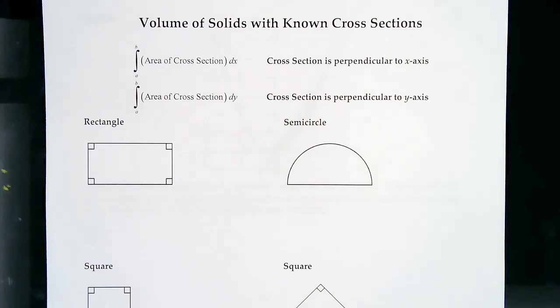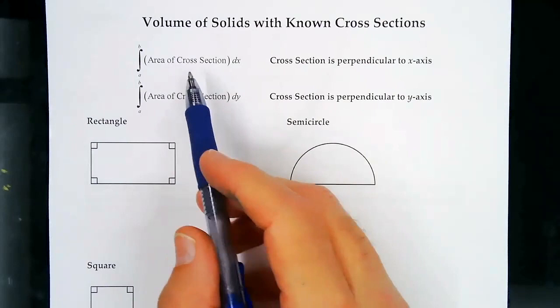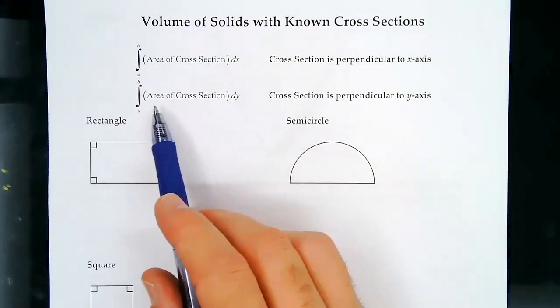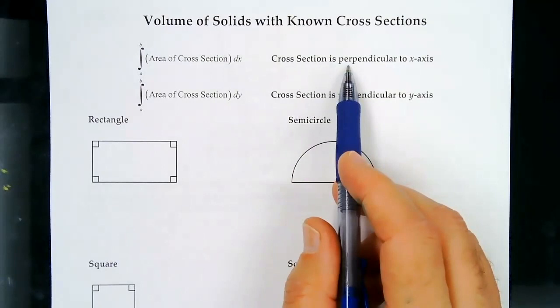So like I showed you on the computer program, what we need to do is find the volume of solids with known cross sections. We have to find the area of that cross section, okay? And then we're going to multiply by the thickness. So this is the thickness right here, okay? And then same thing here, area of the cross section, dy. Now this would be if they're perpendicular to the x-axis, and this would be if they're perpendicular to the y-axis.